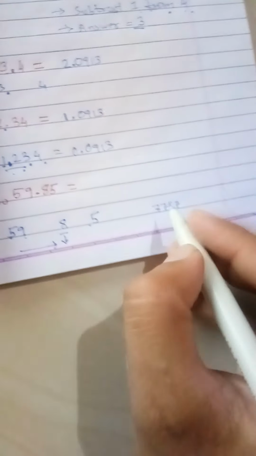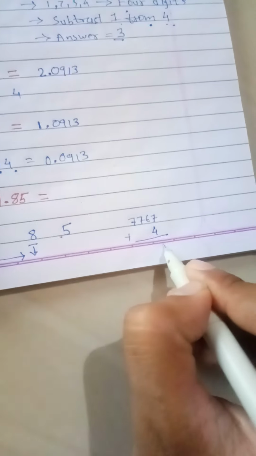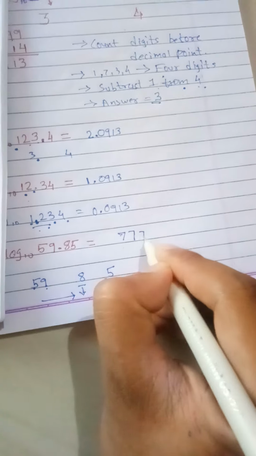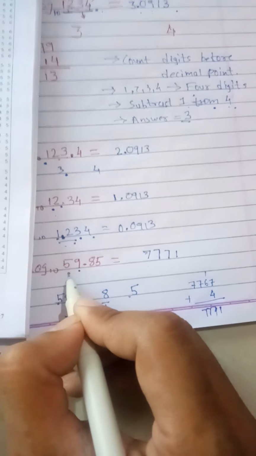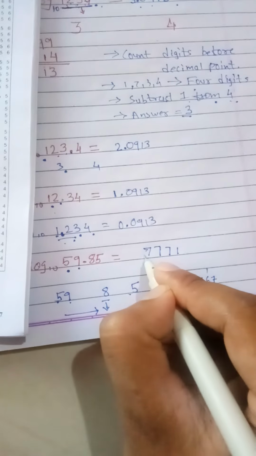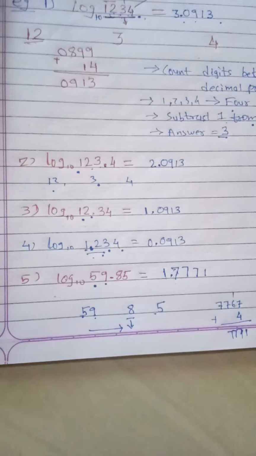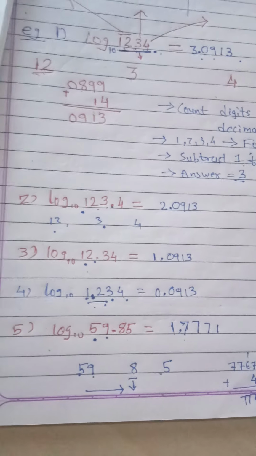Okay, so add this number here, add both of them. 7 plus 4 is 11, 6 plus 1 is 7, 7 is 7. So you have to write 7771. How many digits before the decimal point? 2 digits are there. 2 minus 1 is 1, so point and 1. So your answer for log 59.85 is 1.7771. Hope you are understanding this.